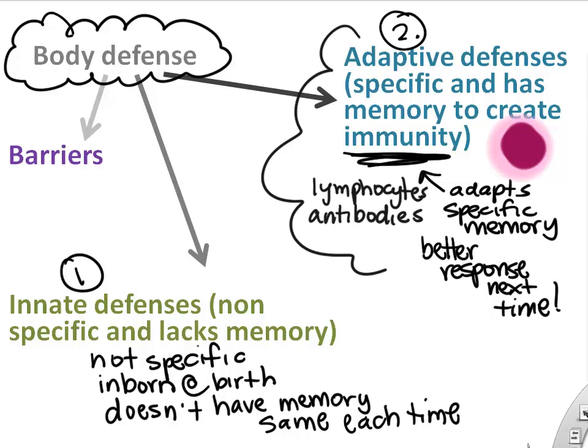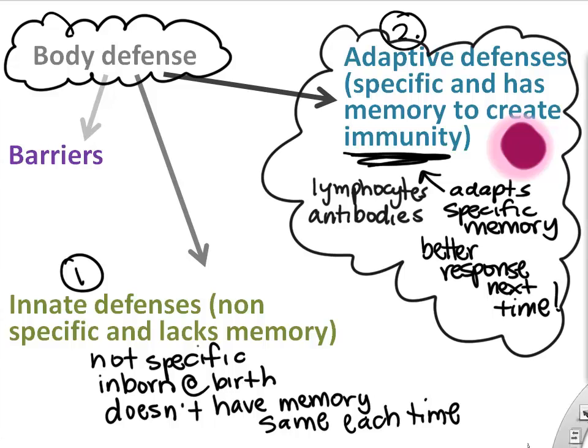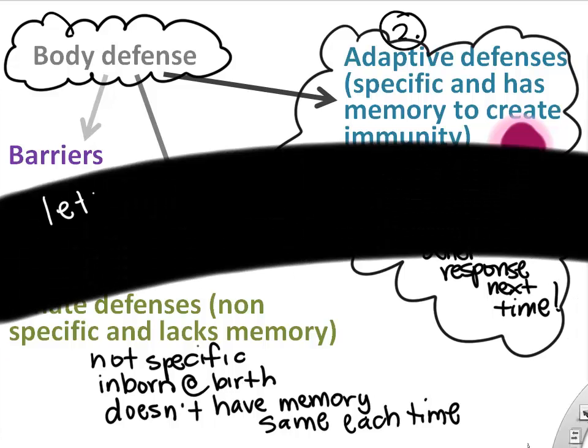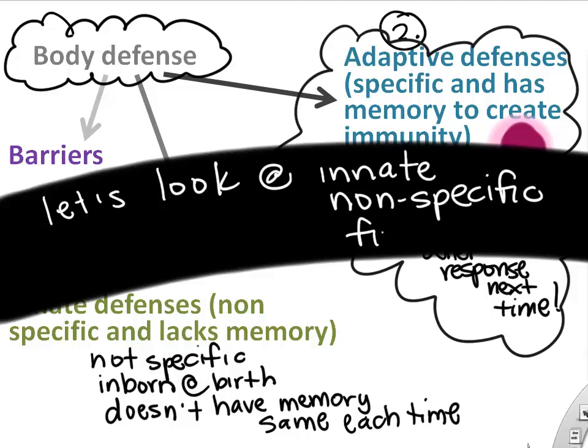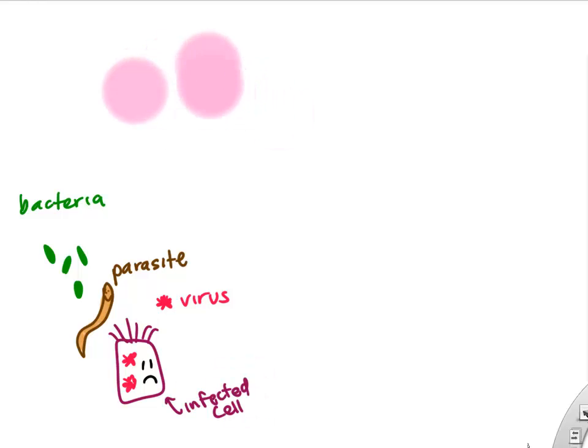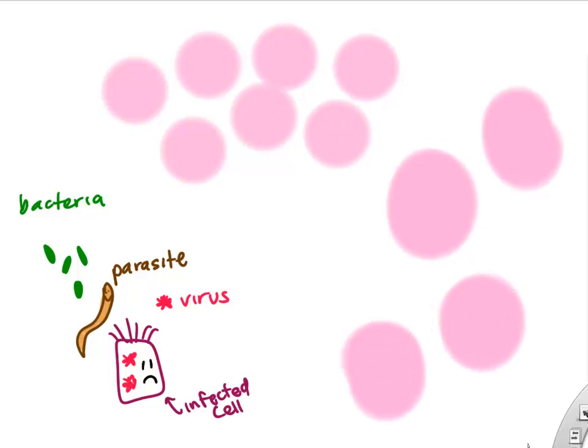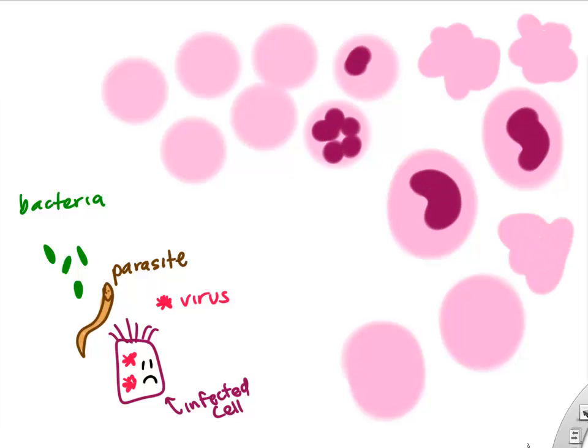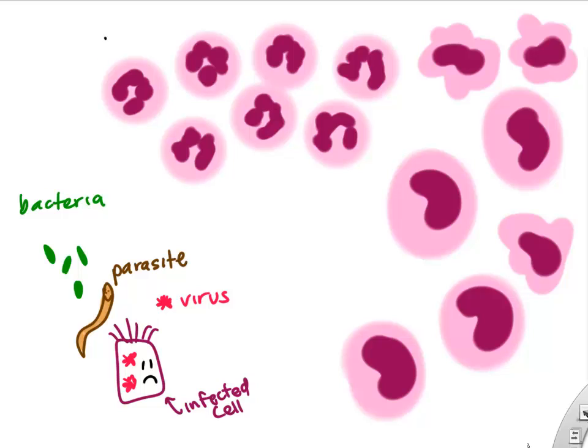The adaptive defenses are pretty much lymphocytes and antibodies. And we'll learn more about those later. So let's look first at the innate defenses, or non-specific defenses first. So let's say you're infected by something, a bacteria, a virus, or a parasite. The non-specific defenses will pretty much behave the same no matter what. So we have things like neutrophils, monocytes, or macrophages.